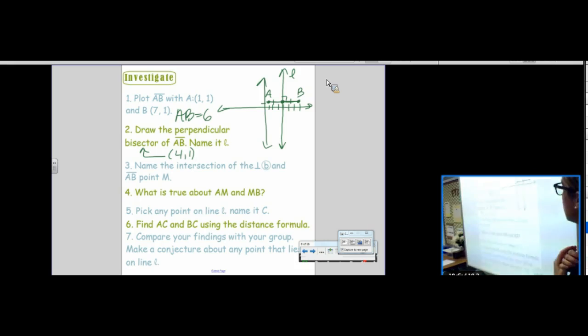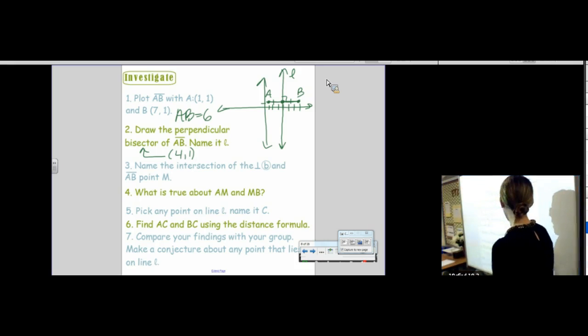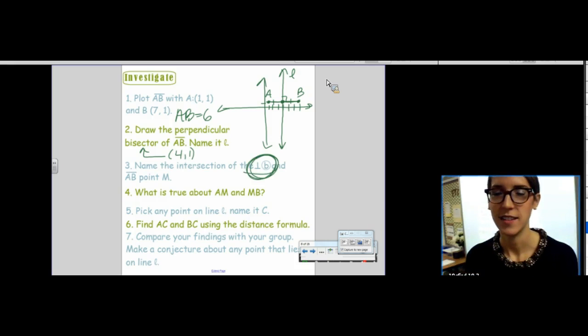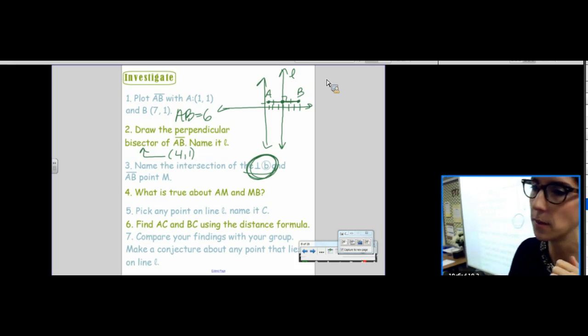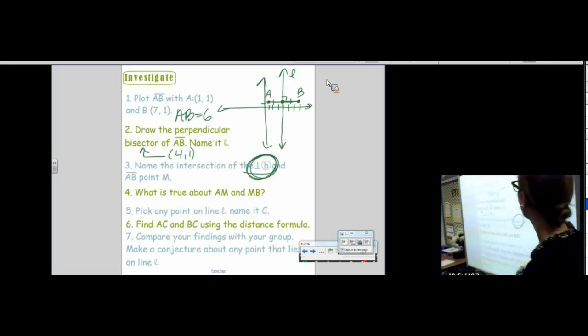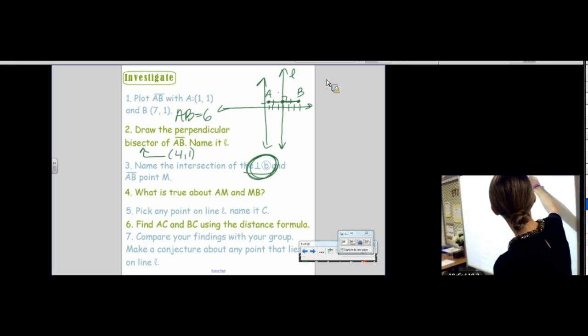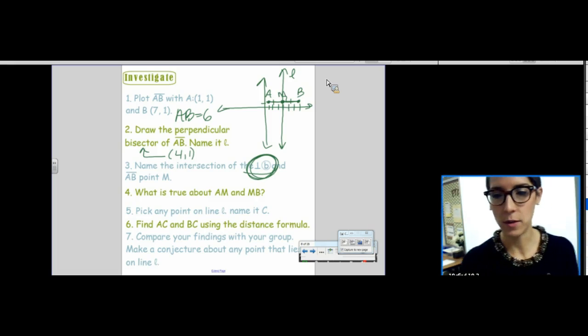All right, so now it says to name the intersection of the, what does this mean? I use symbols there. That's perpendicular, and B with a circle around it is bisector, okay? Name the intersection of the perpendicular bisector and AB, point M. So I'm going to name it M. M for middle, right?